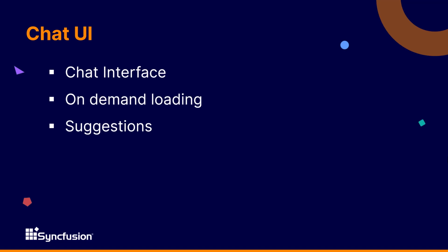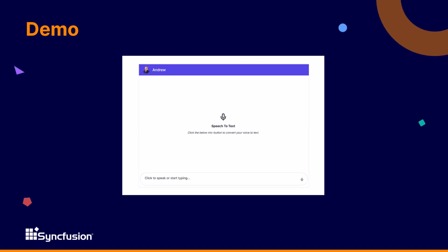This lightweight and highly customizable component is designed for modern chat interfaces. It displays conversations between two or more users and comes packed with features like real-time typing indicators, on-demand message loading, and message suggestions. In this demo, I will show you how to integrate the speech-to-text component into an existing ChatUI app. By clicking the mic button, I will record speech, convert it to text, and send it as a message.